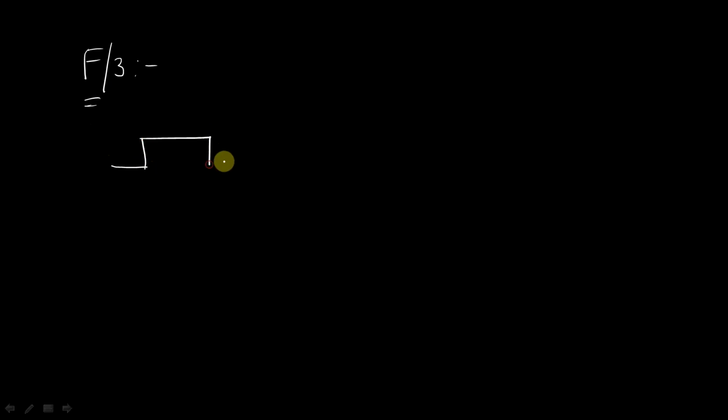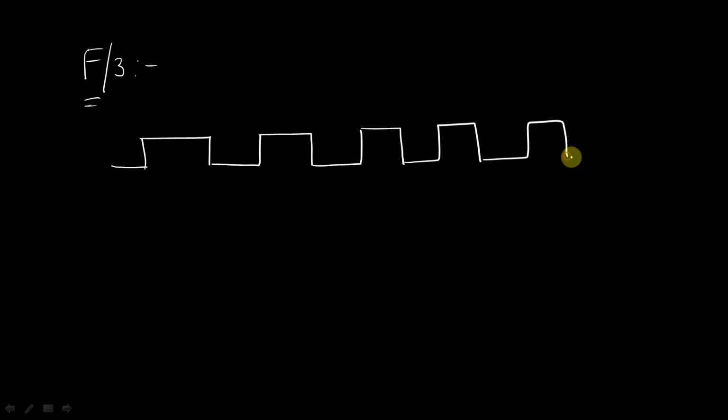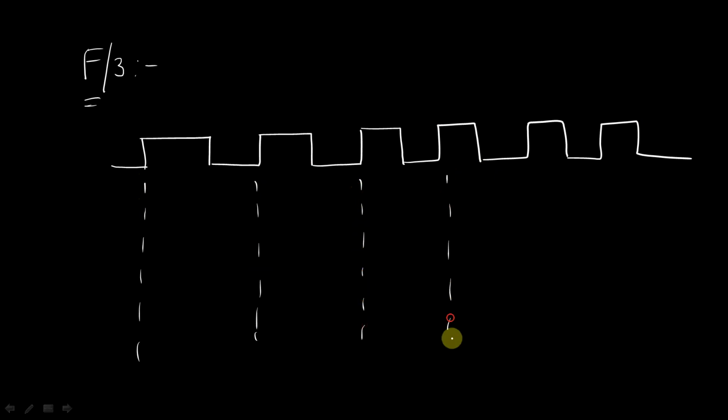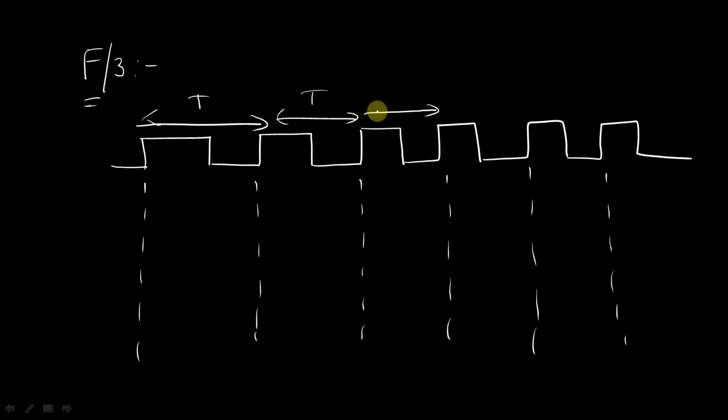So let's say this is your clock signal. So let's say this is our clock pulse. Let me draw this. Now, this is our clock pulse with positive edges. So we need to divide this particular clock signal by 3. We need to divide the frequency by 3. So let's say this is our time period T. This is the first clock pulse, this is the second clock pulse, and this is the third one. So these are three clock pulses: 1, 2, and 3.